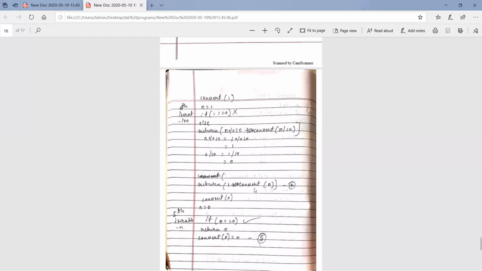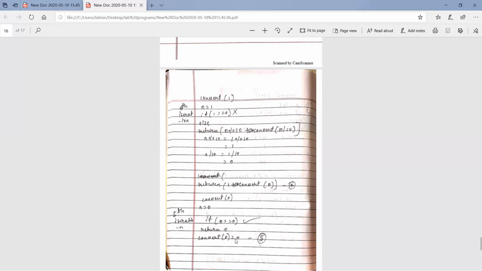Okay, now the convert function is called one more time with the n value 0. N is 0. If 0 equals 0, yes, the condition is true. If that condition is true, then it returns the integer value 0. That means convert of 0 becomes 0. I call it 5.